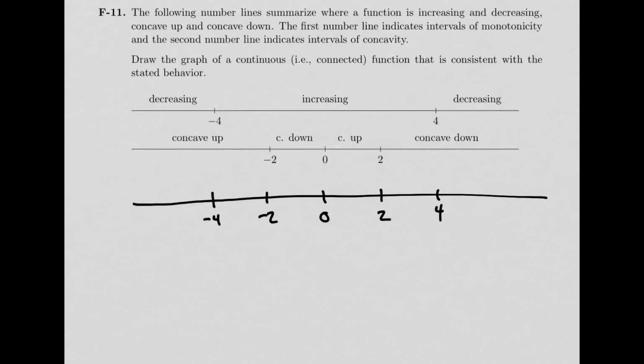Now, I'm going to think about how on each of these little subintervals something's happening. To the left of -4, I know my function's decreasing, and I'm just going to focus on the first number line right now, this increasing and decreasing number line. So I'm decreasing. Now I'm going to be increasing everywhere from -4 to 4, and on each of these little intervals I need to realize it's increasing all the way across. Once I get to 4, I'm back to decreasing.